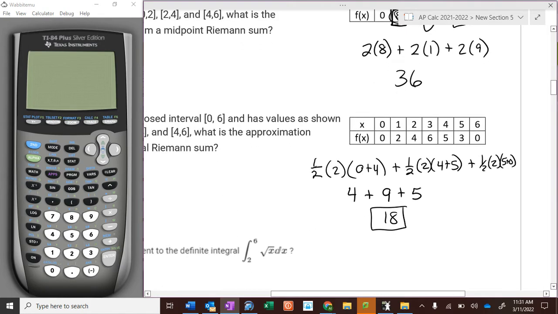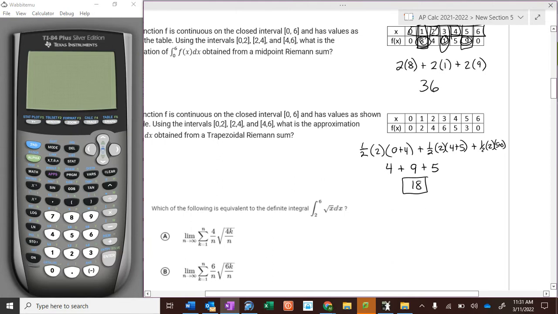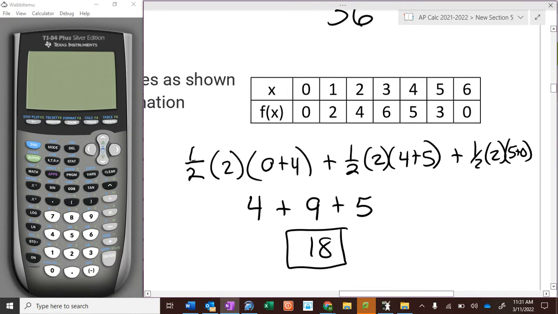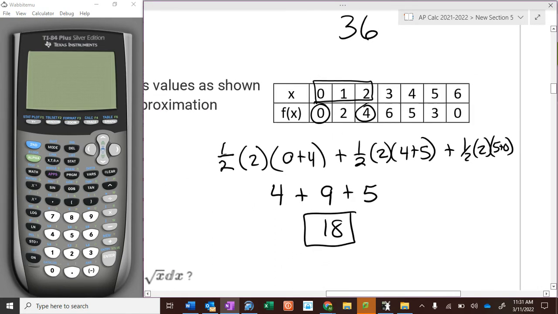Okay? You don't understand what? Its width is 2, and you use the 2 endpoints because if you graph it, the two endpoints, and then the two endpoints. Okay?